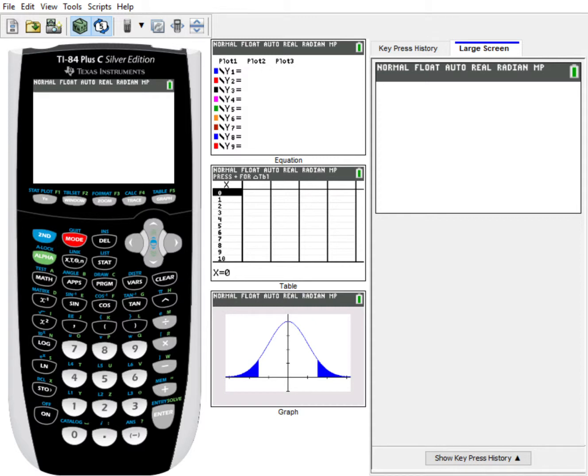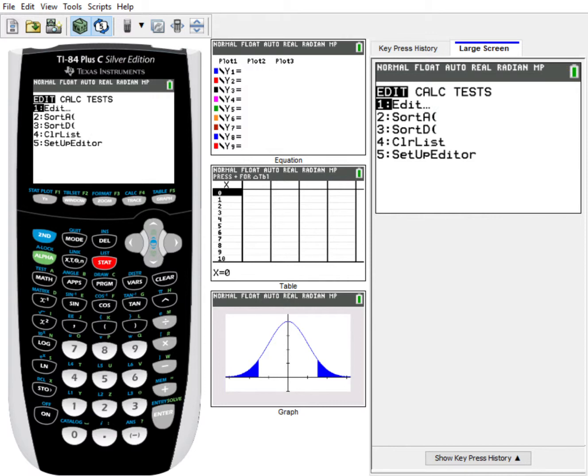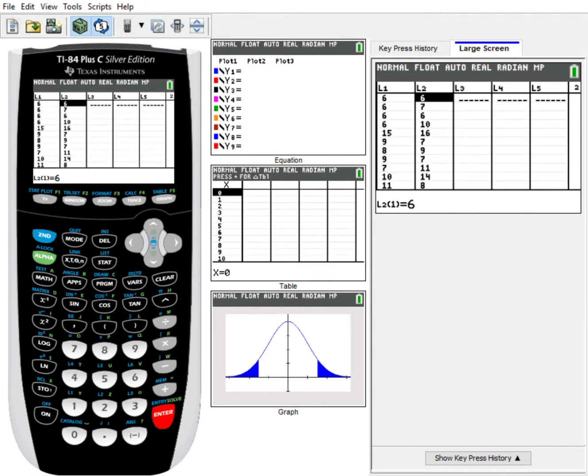This is a lecture on the calculator, 9-1 problem, example 9-2. This is the college sports, and what I have done is, if you look under stats, click edit. I've edited my L1 and L2.